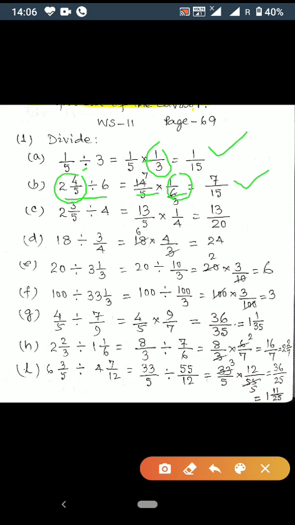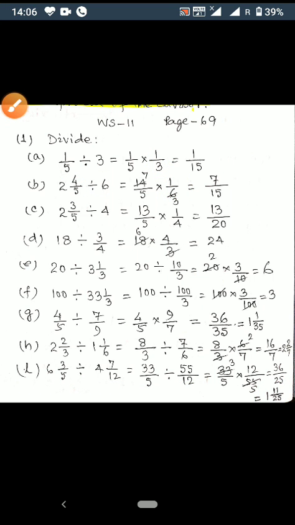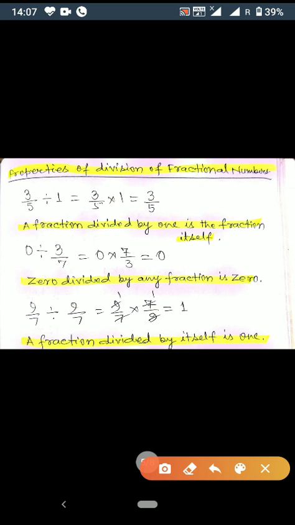Similarly, here the numbers are mixed numerals, so convert them into improper fractions. 6 whole 3 by 5 is equal to 5 sixes are 30 plus 3, 33 by 5, divided by 12 whole 7 by 4, which is 4 twelves are 48 plus 7, 55 by 12. Equal to 33 by 5 multiplied by 12 by 55. 3 elevens are 33, 11 fives are 55, equal to 12 threes are 36 by 5 fives are 25, equal to 1 whole 11 by 25.